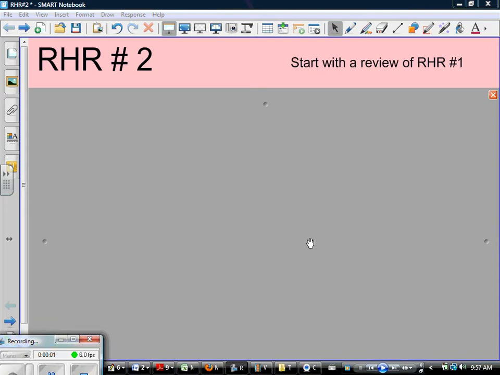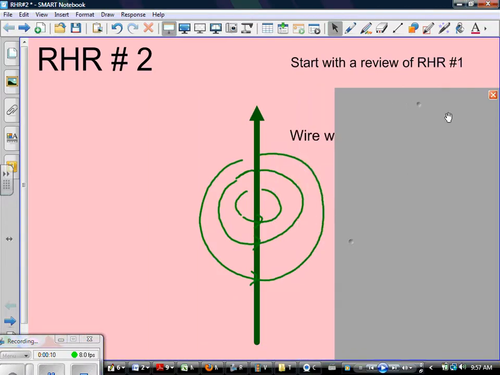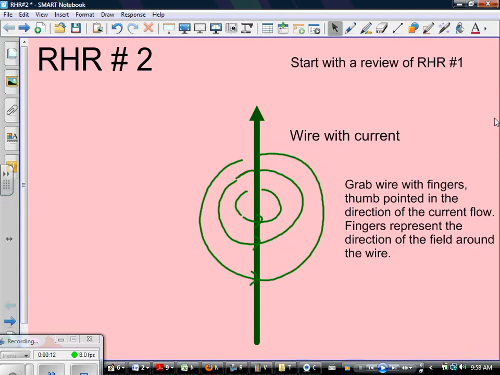Right. So right-hand rule number 2. We're going to start with a quick review of right-hand rule number 1, for those of you that maybe forgot over the break. We're going to get you caught up, don't worry.